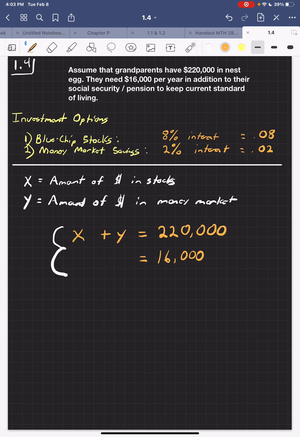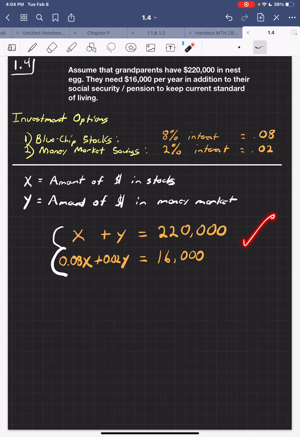So X still represents the amount in stocks, but however much they place in stocks, they're going to get 8% or 0.08 interest on however much they put in the stocks. Plus, they're going to get 2% or 0.02 interest for the amount that they put in money market. So what we want is 8% of the amount in stocks plus 2% of the amount in money market savings. We want that to sum up to be 16,000. So now we have our system.